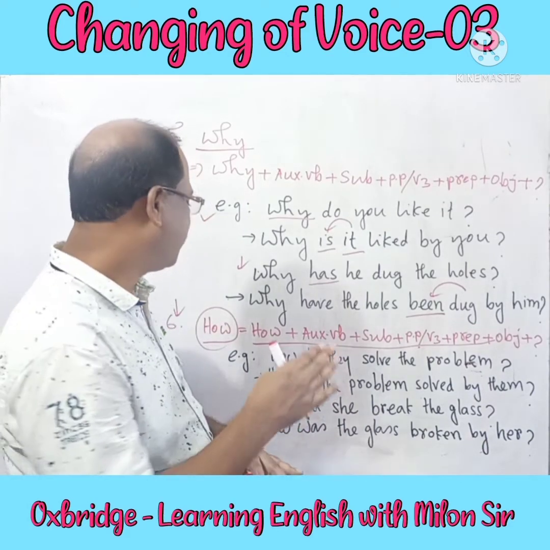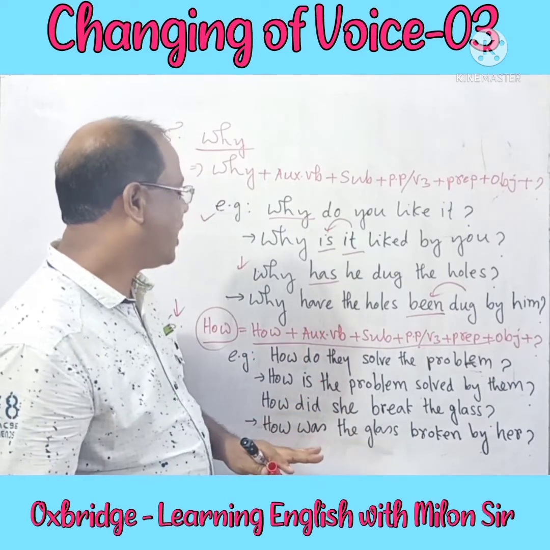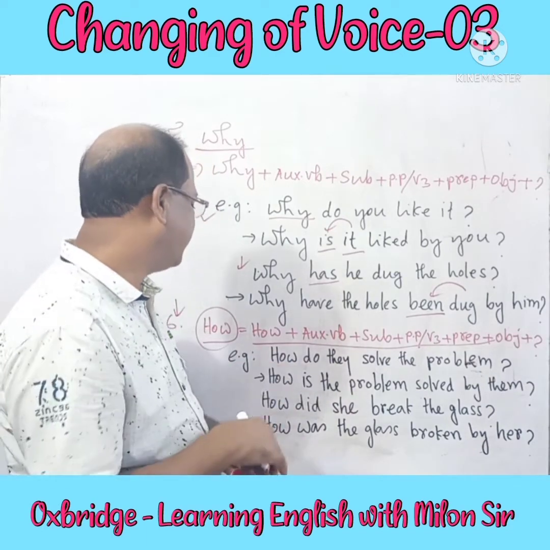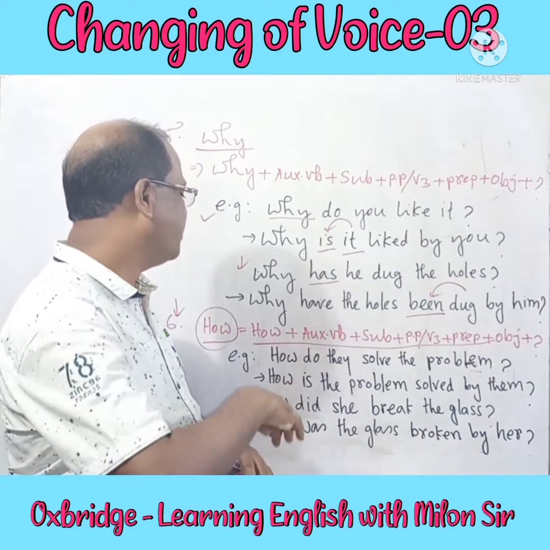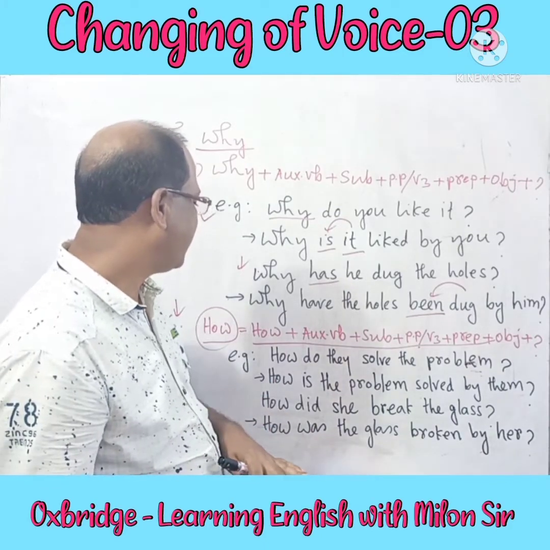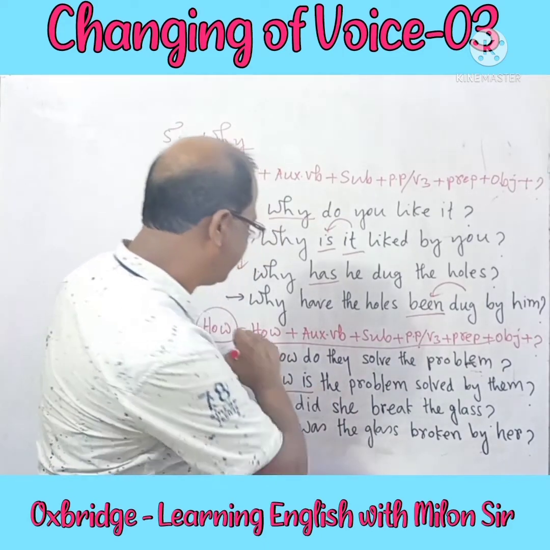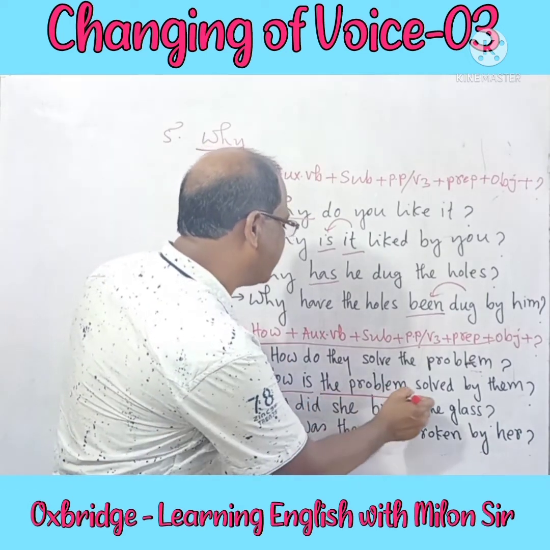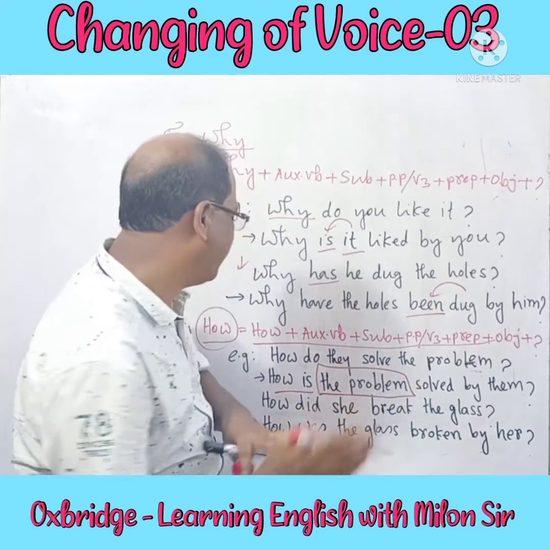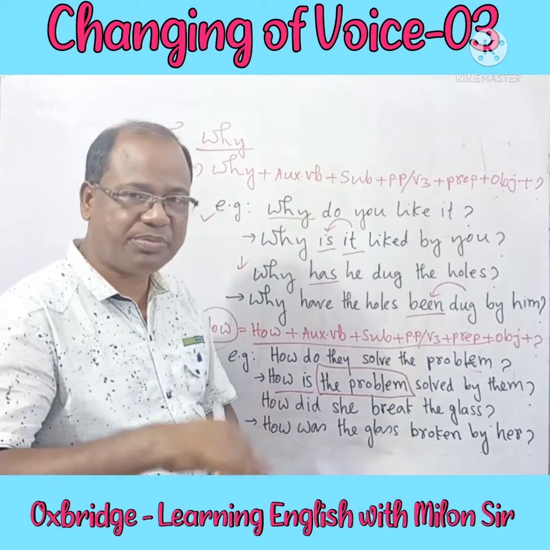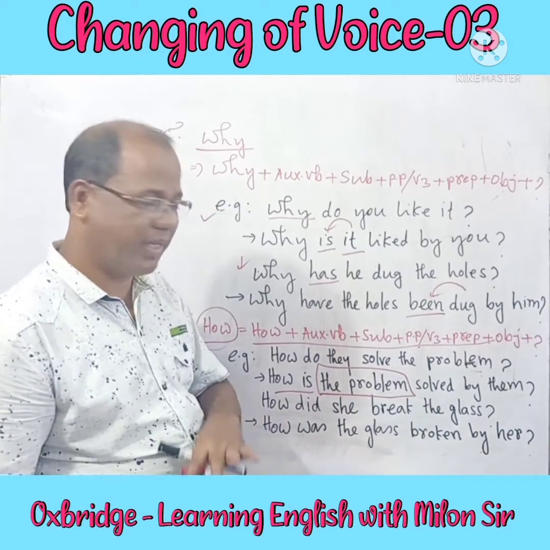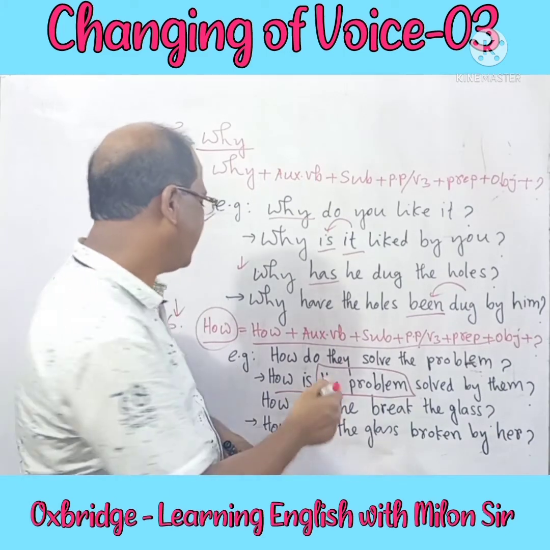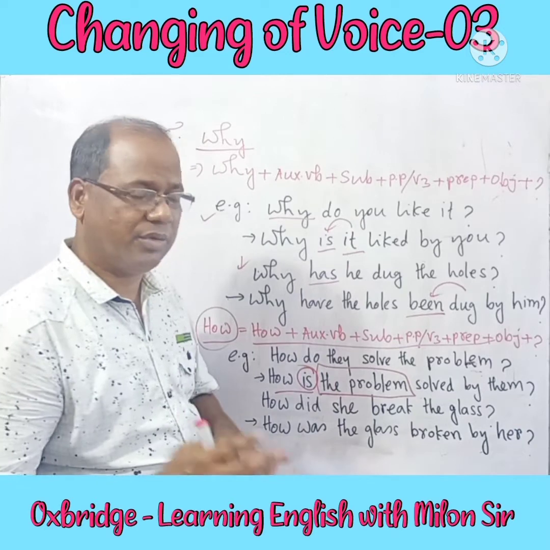The first example: how do they solve the problem? In what way? And the correct answer is: how is the problem solved by them? The doer of the action is them, and the subject here is the problem. As it is given in the present simple, is is used as an auxiliary verb.